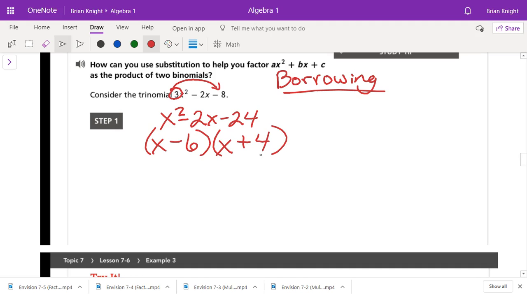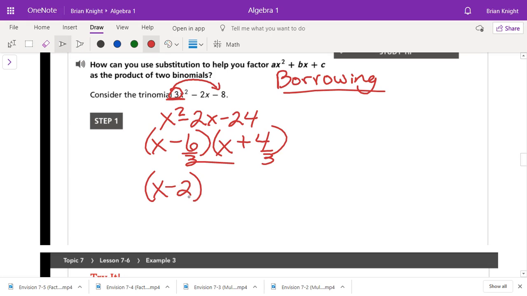So how did we borrow it? What did we do to borrow it? We multiplied, so how do you think we're going to give it back? Divide. I'm going to take both of these factors and divide by whatever I borrowed, 3 in this case. So this reduces to x minus, what is 6 divided by 3? 3. x minus 2.